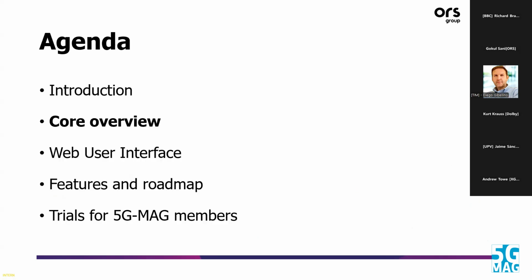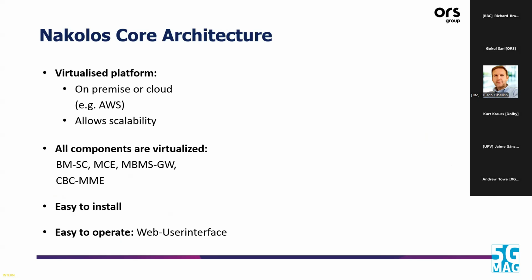So how does it look like? So from the architectural perspective, we are working with a virtualized platform with Kubernetes. So the idea is you can install the core on premise and in the cloud. So we also run it in AWS at the moment and have connections to transmitters which are on site. So this also allows scalability and flexibility, of course. So all the components, all the entities are virtualized basically separately. I will come to that in a minute.